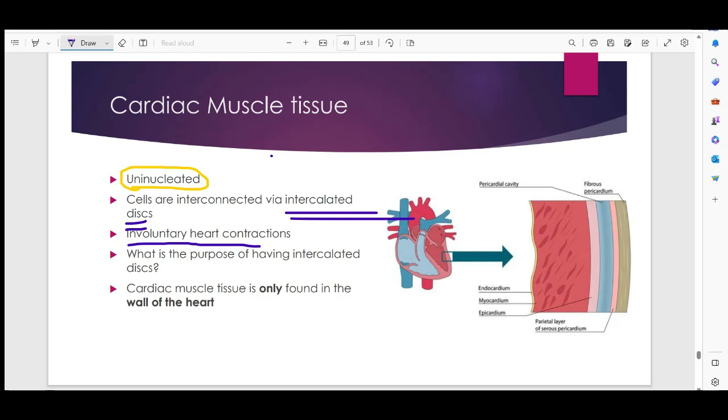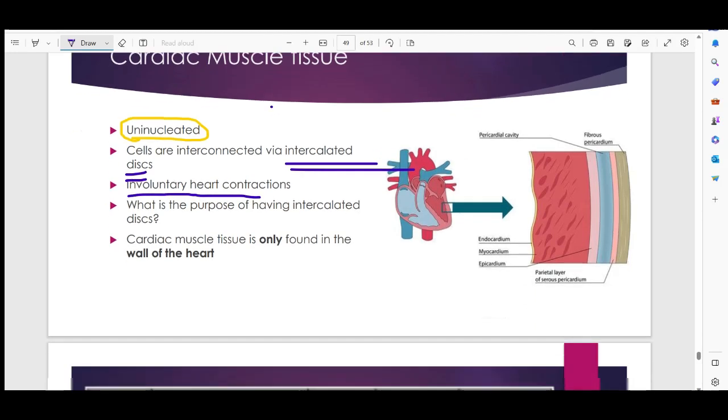It's like passing messages. There's one person, and to pass from one person to the other, there's somebody in between. From the left side, some messages come, so one person takes that message and passes it to the other person. Something like that. So for that, we have intercalated discs.